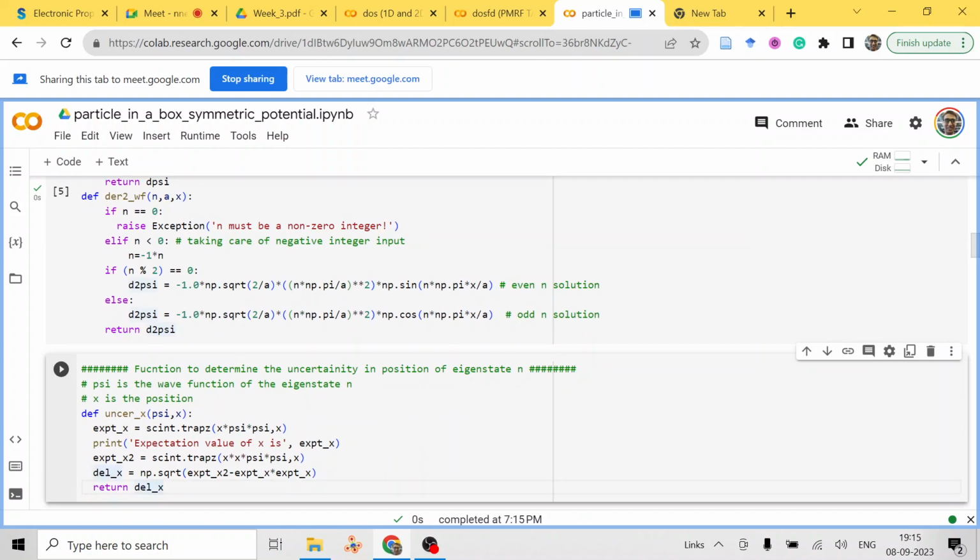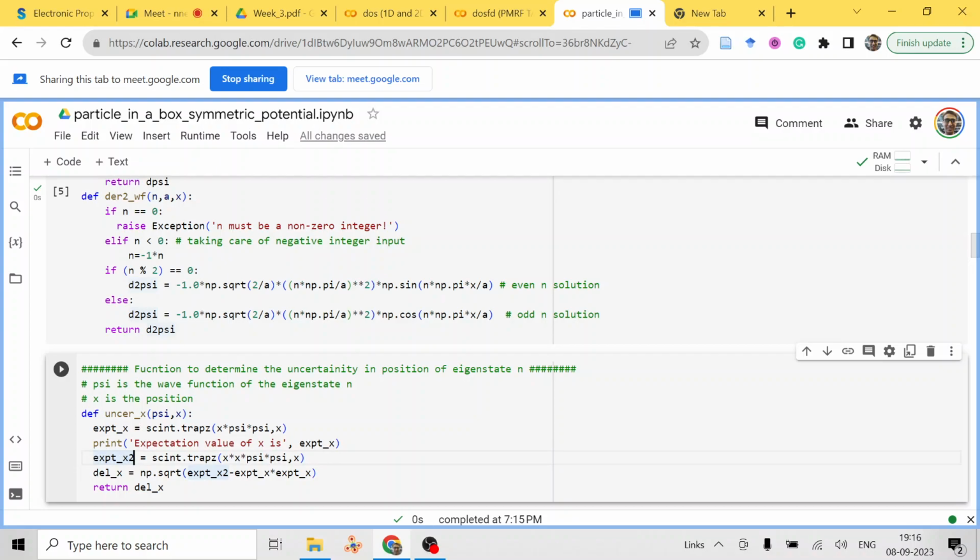Then we have a function to determine the uncertainty in position of eigenstate n. So that is our delta x. What it does is first it finds the expectation value, and we know the expectation value of x is just x times psi times psi. Then it also prints the expectation value for us.